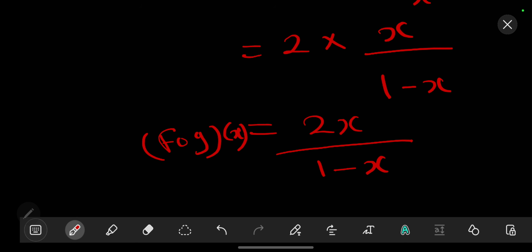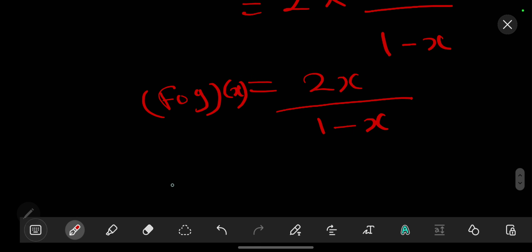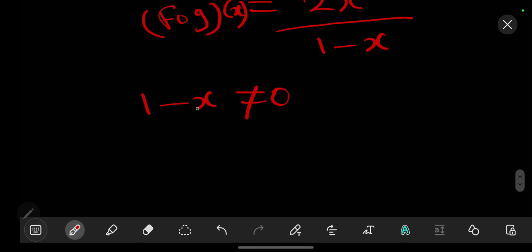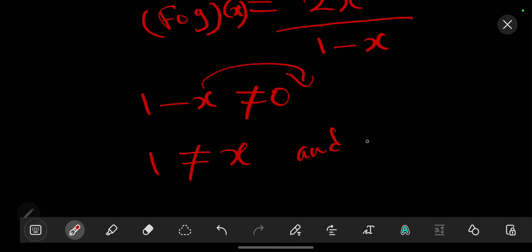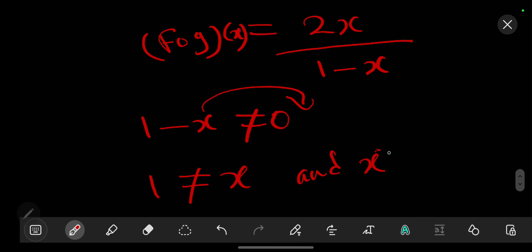So now, as you can see, the denominator can never be equal to 0. So therefore, you are going to say 1 minus x should not be equal to 0. So take the x to the other side, so that you are going to have 1 should not be equal to x. So x should not be equal to 1. We also said that x should not be equal to 0.